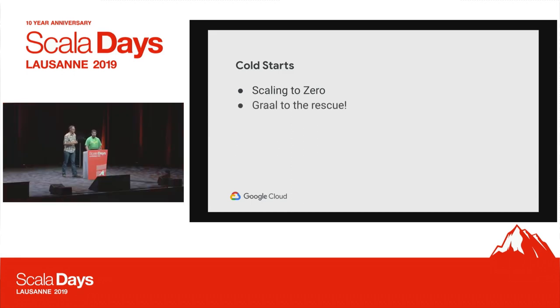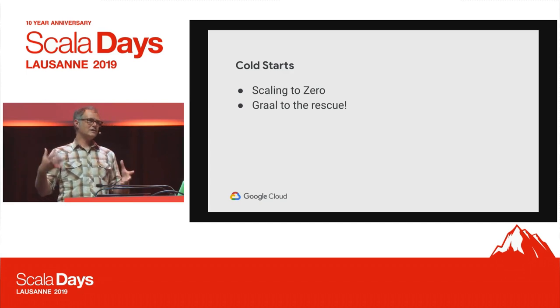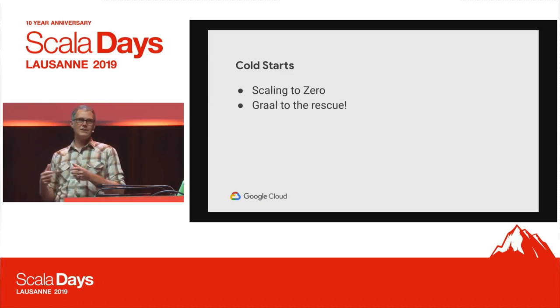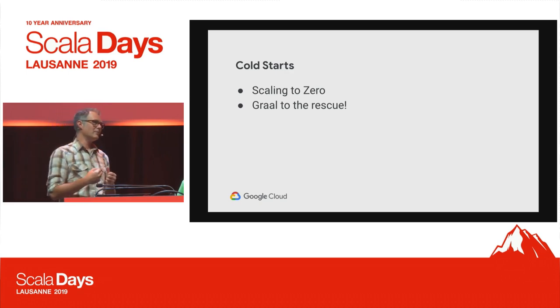One of the ways that we can deal with this, particularly with the application that we built and with JVM applications, is to use Graal. Graal does ahead of time compilation. It takes our Scala application that we're going to show you, and compiles it ahead of time down into a native image, which is much smaller and much faster to start up.